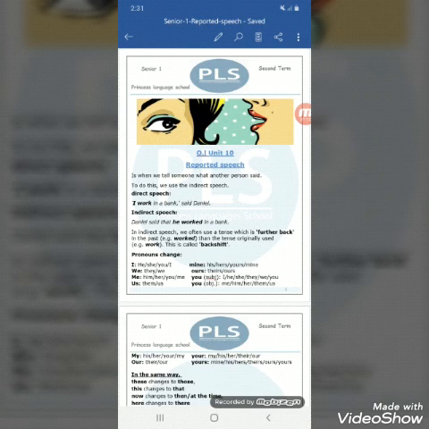So as you can see here, to turn the direct speech into an indirect speech or reported speech, we often use a tense which is further back in the past. Worked here is the past simple for the tense that was originally used, which was work. This is called backshift.